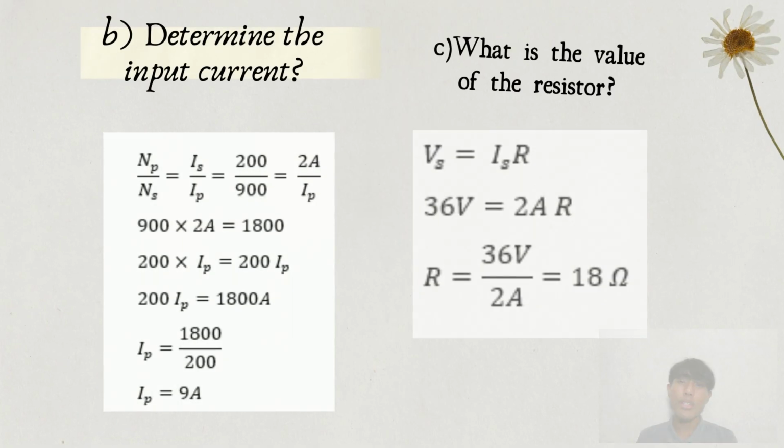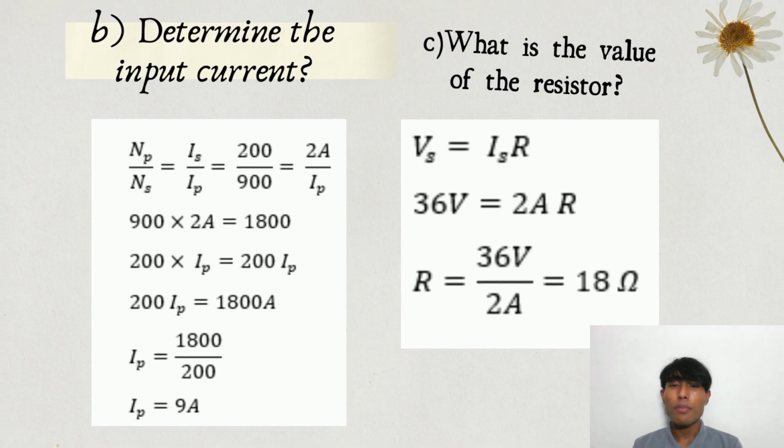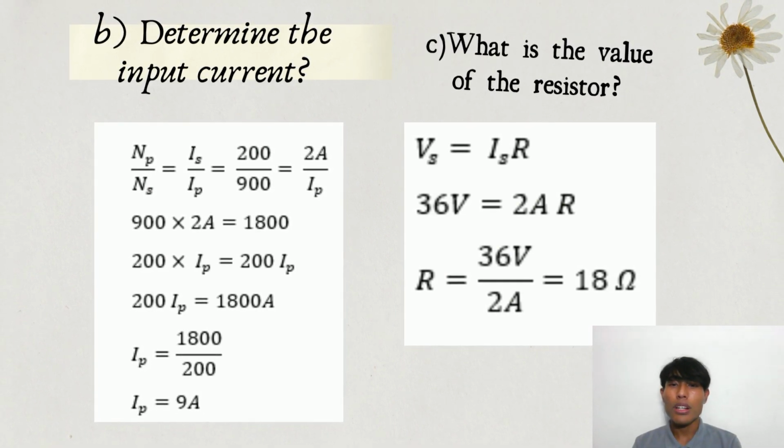For question B, which is determine the input current, we use the formula coil primary per coil secondary equal to current secondary per current primary. We have now all the values except the current primary, so we have to search for current primary. For the first step, 900 will be multiplied with 2 ampere equal to 1800 ampere. The next step, 200 will be multiplied with current primary equal to 200 current primary.